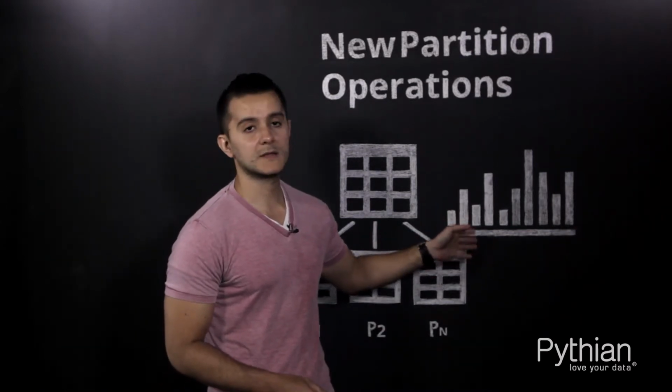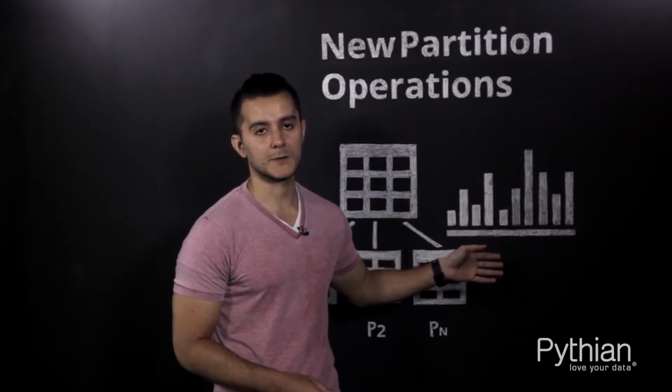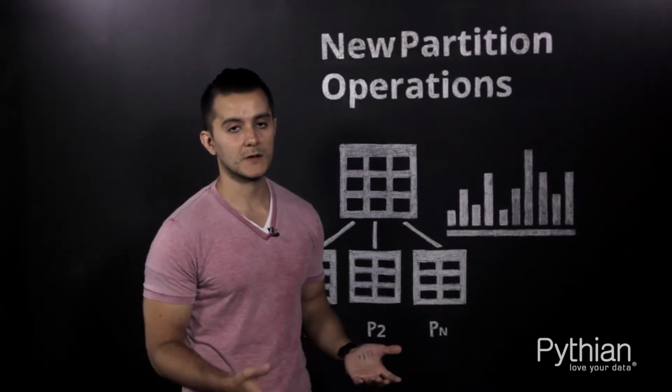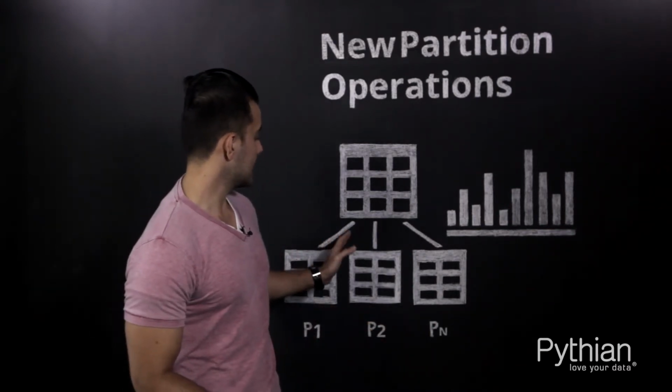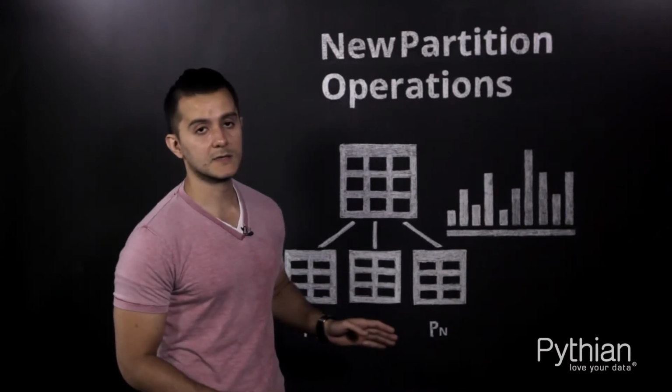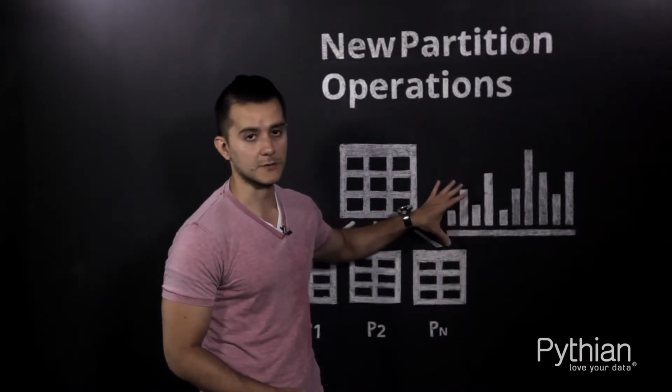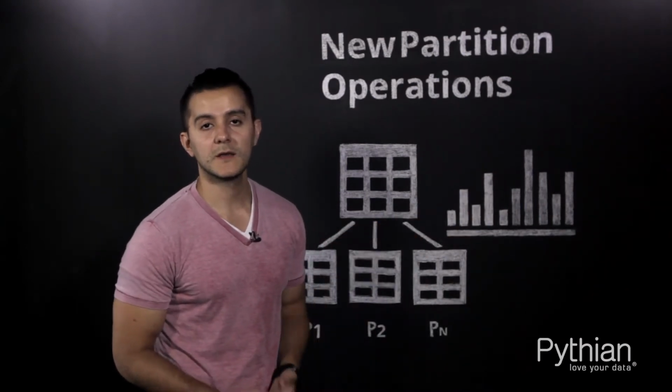Now, incremental stats is the second new partition operation. Why is that a big deal? Because before, in 2012, 2008, 2005, when we had a partition table, the statistics always had to go through the entire partition set to create the histogram. Now in 2014, there's a new syntax.